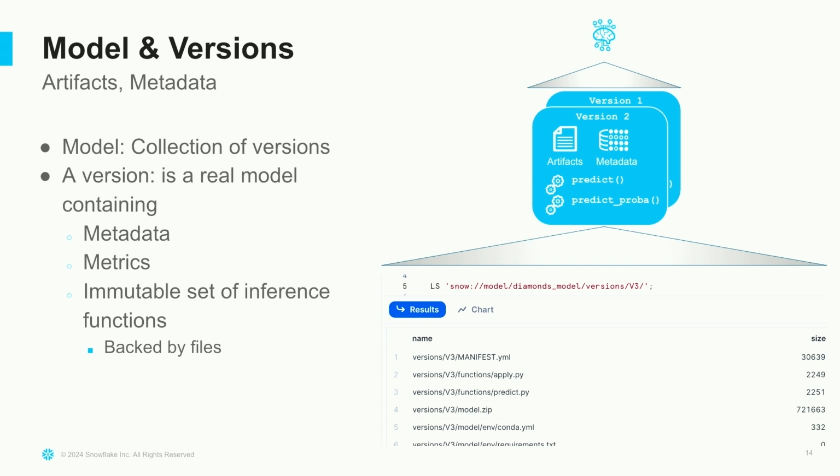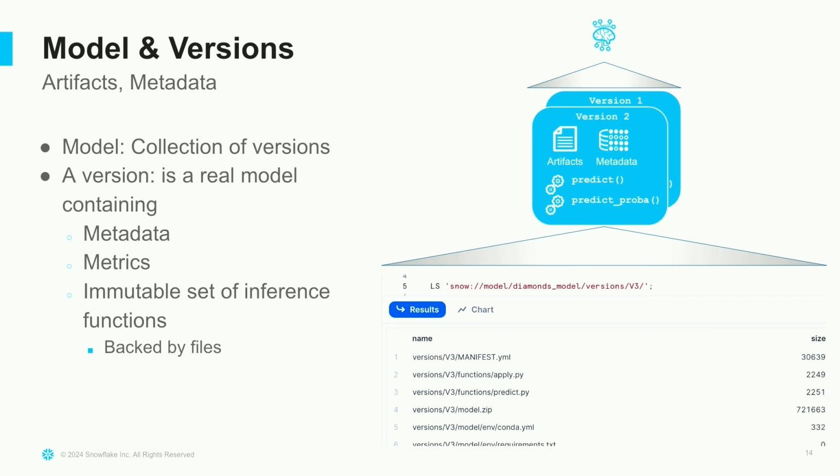You manage your own versions within a model, and you can manage the life cycles yourself. A version is actually the real model that is the result of your training job. It contains a lot of metadata and metrics. They are mutable, you can change and update them. But what is key here is, once a model is logged, its inference functions are backed by files and immutable. You cannot change them, and this gives a strong guarantee of how you can use the model within Snowflake, share it, and still get the same results out of it.